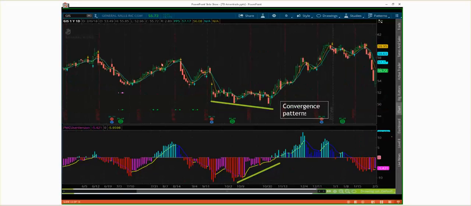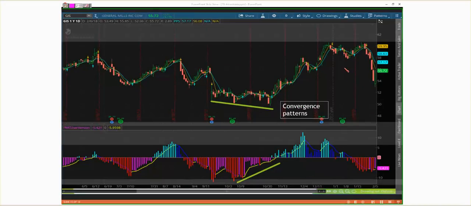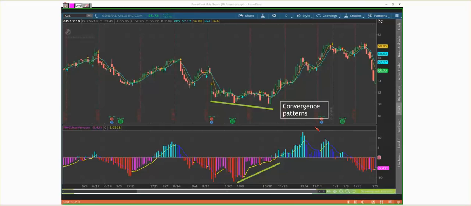As you can see, this is General Mills. We have a double top. We have a higher high, and the relative strength was weakening. So what happened to General Mills? It's kind of not a bad story, but it's not a good story.